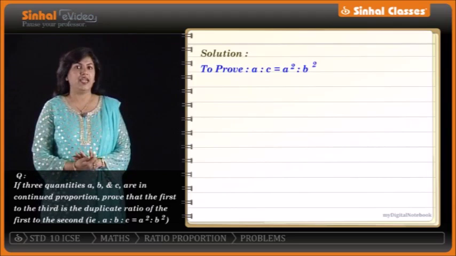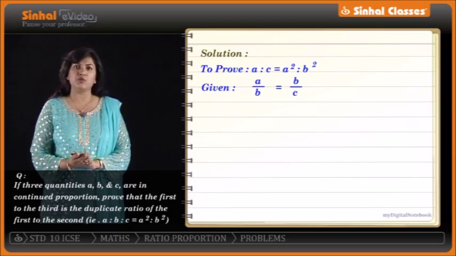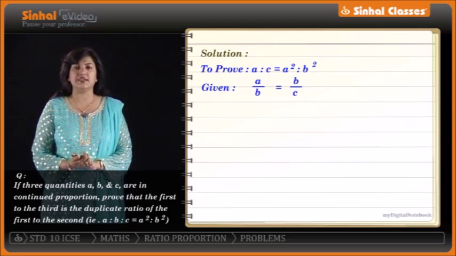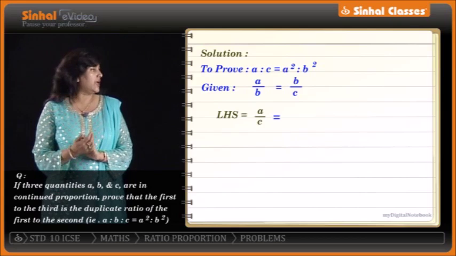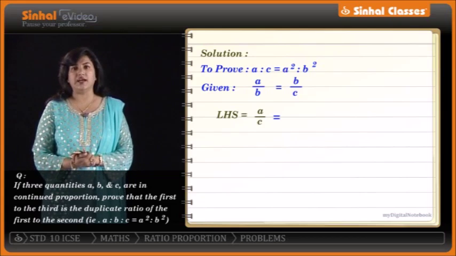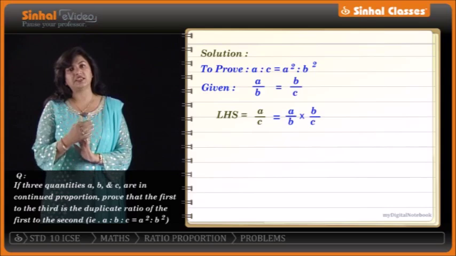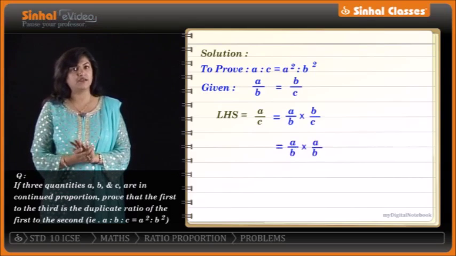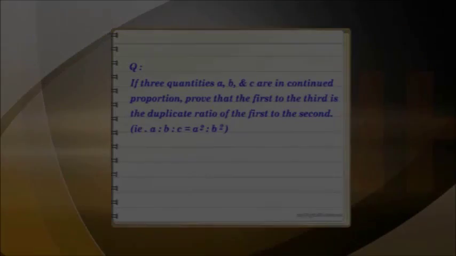Here we are given A by B is equal to B by C because the three quantities A, B and C are in continued proportion. We start with LHS, that is A by C. Now A by C can be written as A by B into B by C. The second B by C we can replace by A by B as given. So we get A square upon B square, which is RHS.